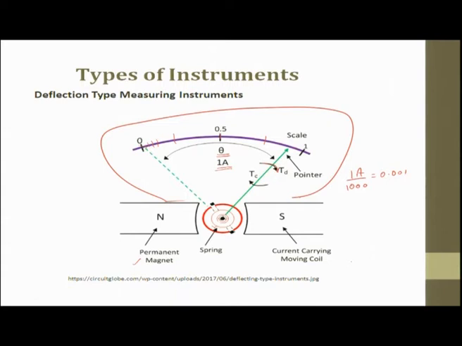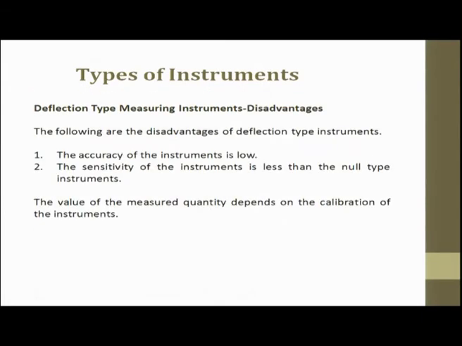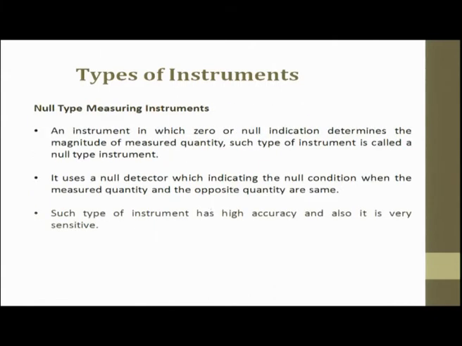And suppose you want to have 10,000 parts, then so many lines have to be drawn, which is not possible. And second thing, the spring which is used also does not have the sensitivity. So, basically the sensitivity is not there, the accuracy is not there. The value of the measured quantity depends on the calibration of the instrument. If the calibration is wrong, then whatever data we get, the result is also not clear.